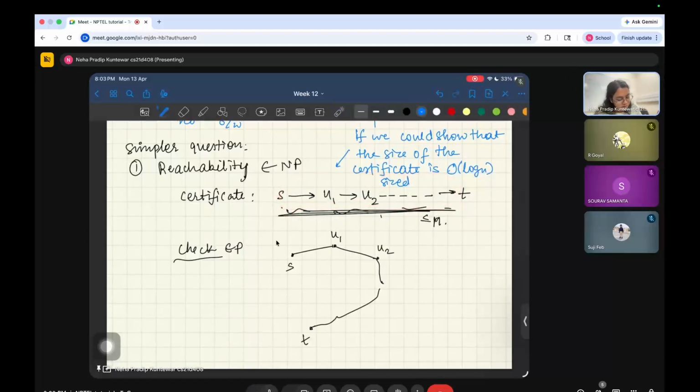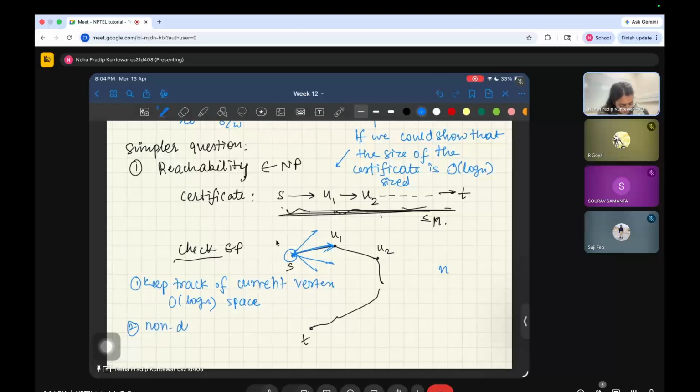Instead, when you are at S, you are just storing where you are. So in the beginning, keep track of the current vertex. How much space do I need to keep track of vertices? There are n vertices. If you encode it in binary, you need order log n space for this. Then you want to know where to go. There are so many neighbors, which one to take? That's the non-deterministic choice that you are making.